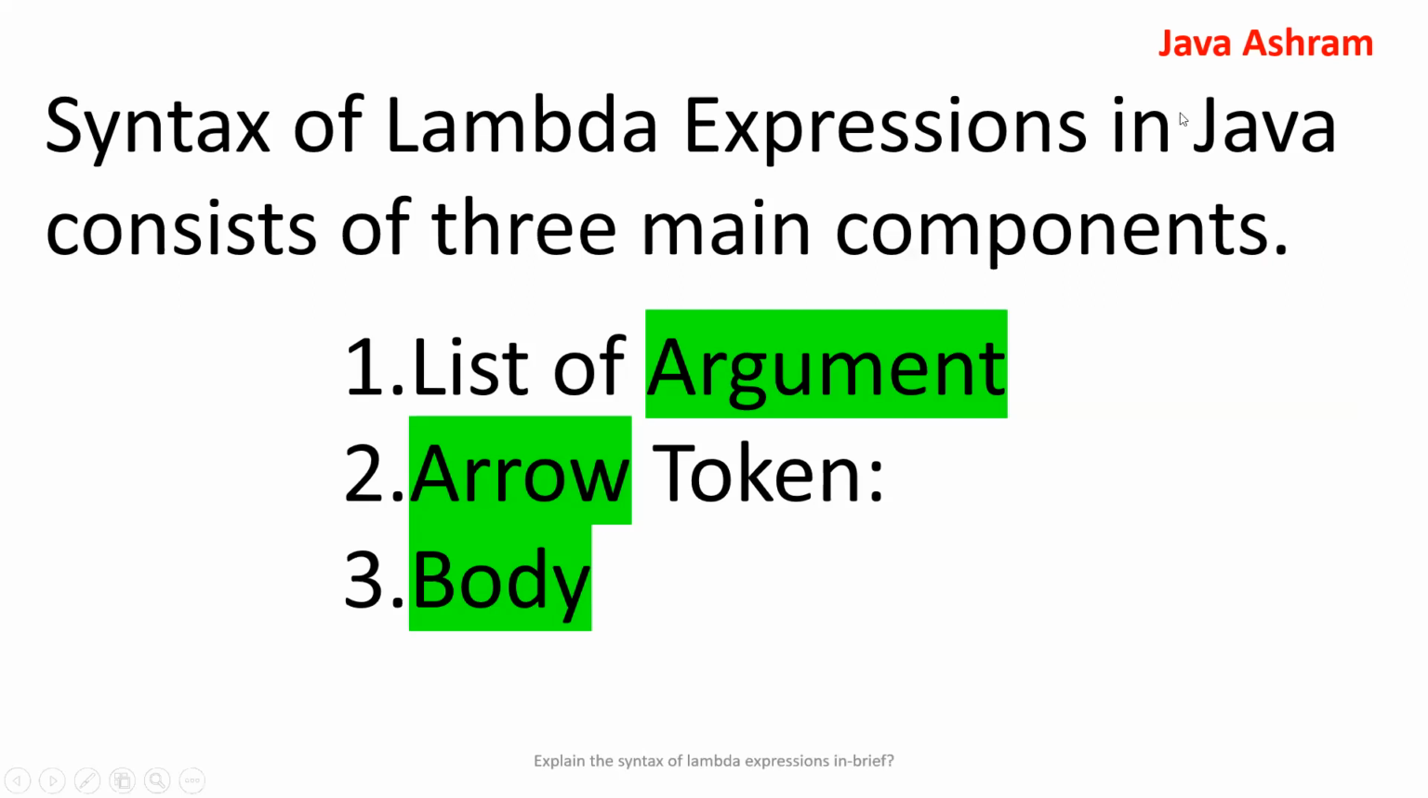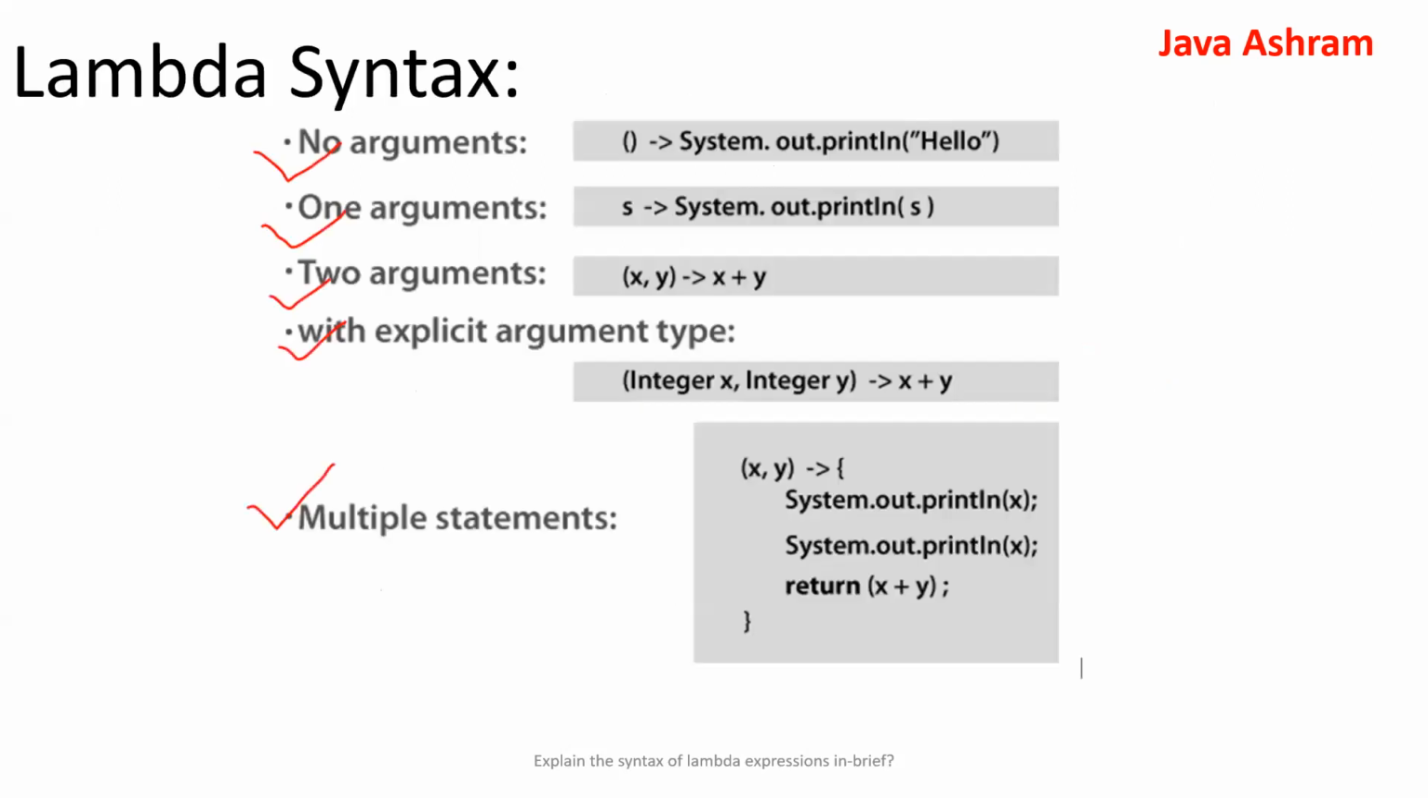So the syntax of Lambda expression in Java consists of three main components. So what are all three main components? The first is the list of arguments that you put inside the open and close brackets, then the arrow token that you mark like this, okay, and the body part that you put in the curly braces, right? So these three are the main syntax. Basically it consists of three components: list of arguments, arrow token, and the body part.